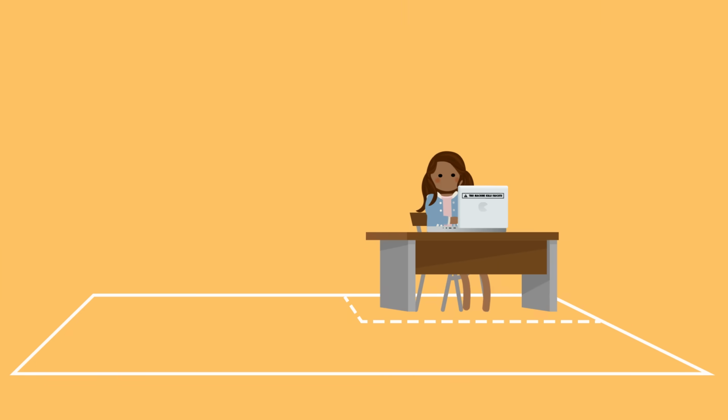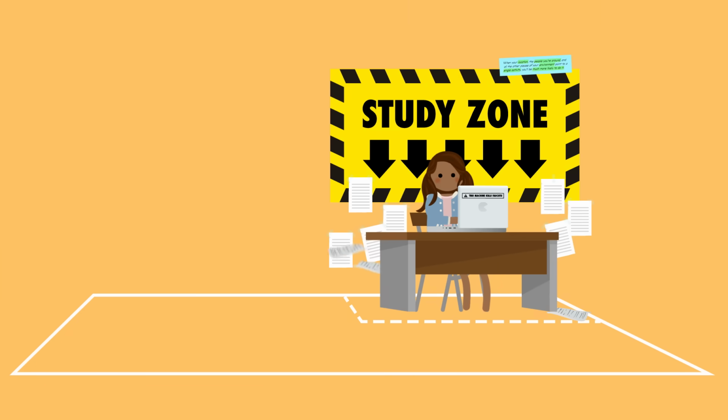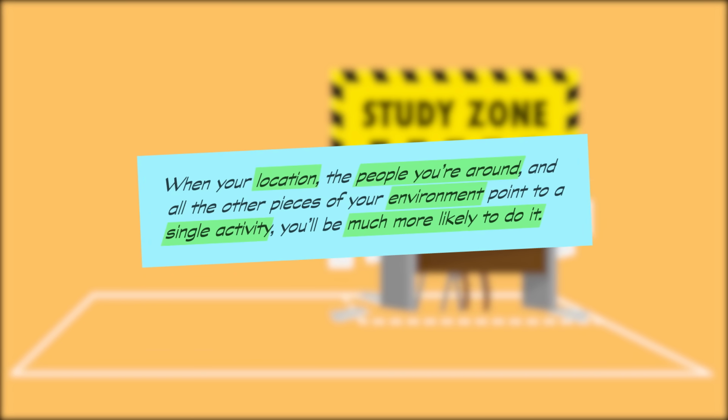Let's go to the thought bubble. Start by finding a spot either in your room or somewhere else that you use only for study. By doing this, you're establishing a spot for yourself that has just one context. And context is powerful. When your location, the people you're around, and all the other pieces of your environment point to a single activity, you'll be much more likely to do it.